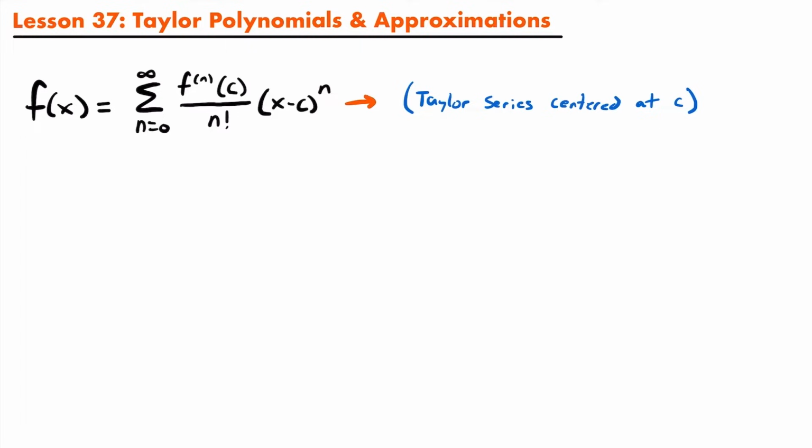And of course, if c is equal to 0, then this Taylor series becomes a Maclaurin series. A Maclaurin series is just a Taylor series centered at 0.